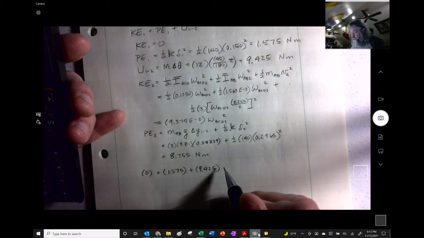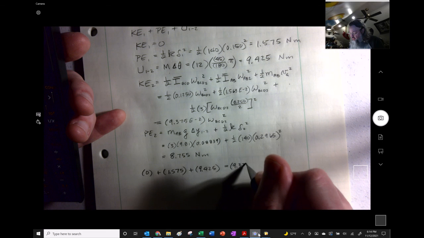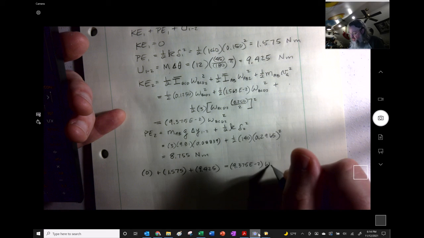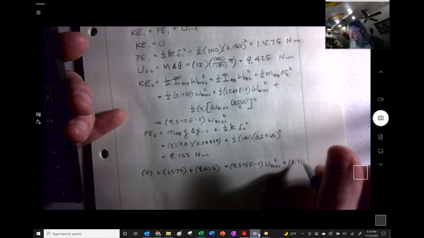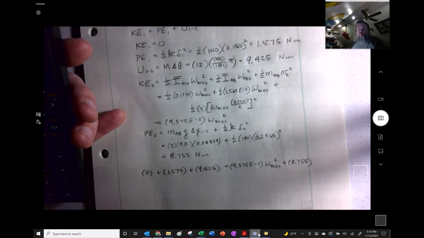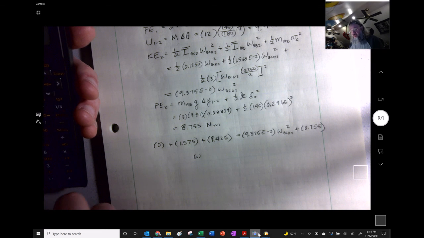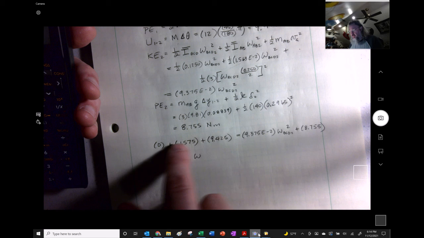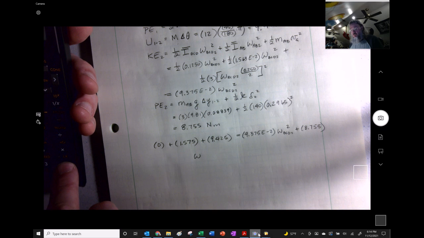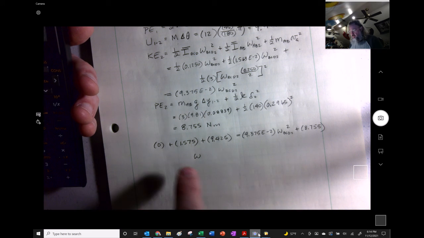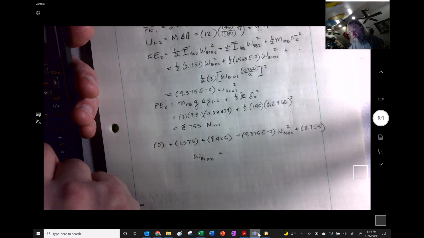Okay. So 9.425 equals 9.375 E minus 2 omega BCD 2 squared plus 8.755. Okay, so we should be fine. I'm going to add 1.575 to that. Yay, I get exactly 11. And then 8.755, I subtract that out, and I end up with 2.244. Let's see if we can find that guy.